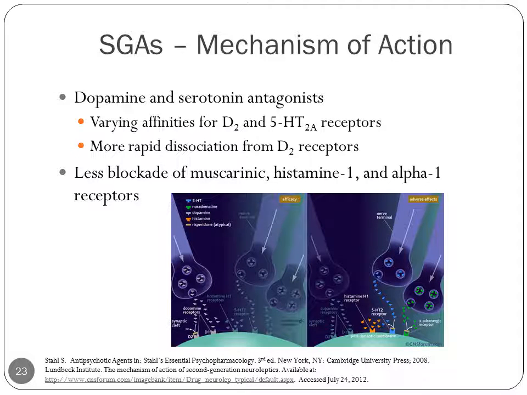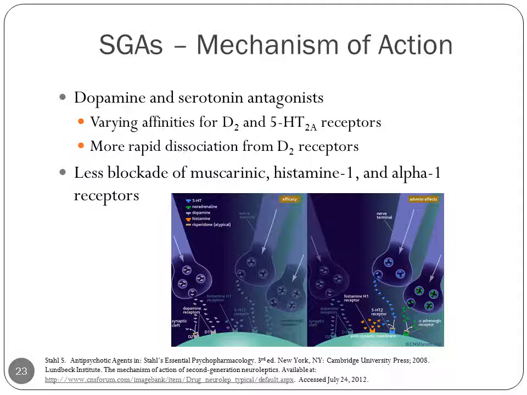These agents, like the first-generation antipsychotics, also block dopamine 2 receptors. However, they have varying affinity for that dopamine 2 receptor, meaning that they don't usually block as many of the receptors, and there's also more rapid dissociation from those dopamine 2 receptors. So the first generation tend to bind and really just sit there, whereas several of the second-generation antipsychotics will bounce on and off of that receptor.